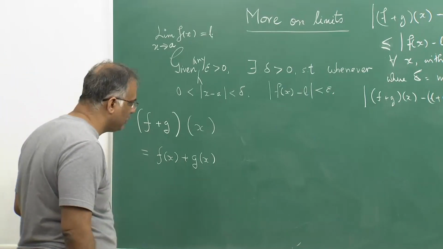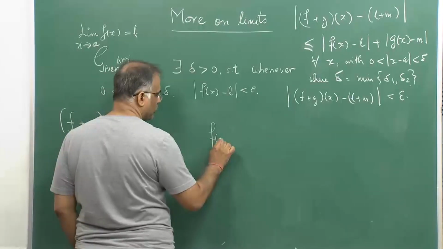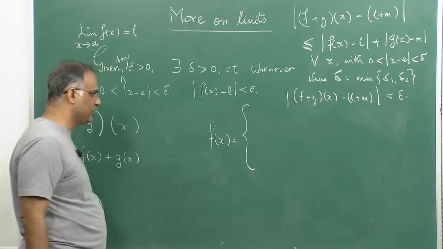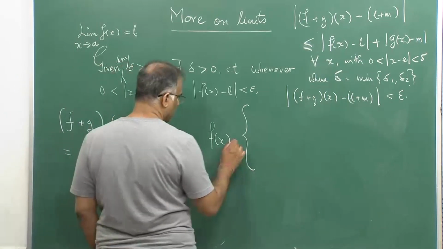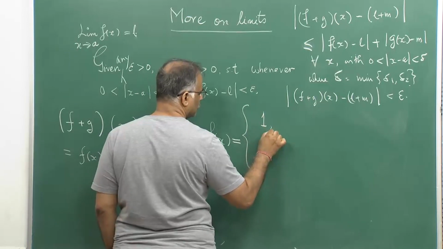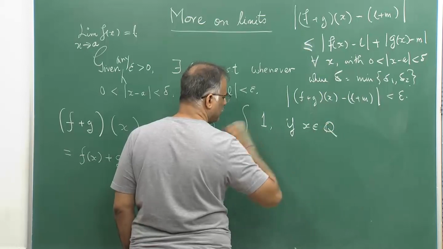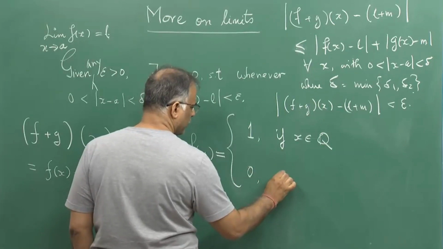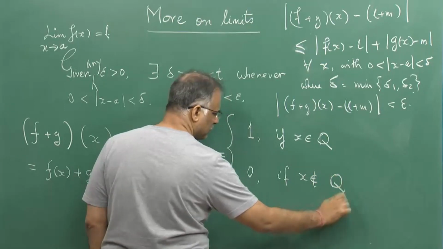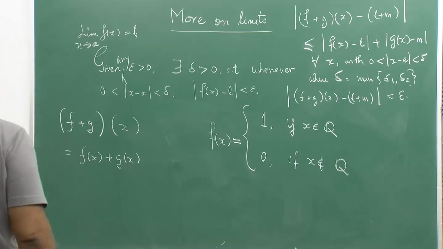Now, let me take a function which is a very famous function in mathematics called the Dirichlet function, after the famous German mathematician Gustav Dirichlet. f(x) is equal to 1 if x is rational, so x is in Q, and equal to 0 if x is irrational. What should be the limit?